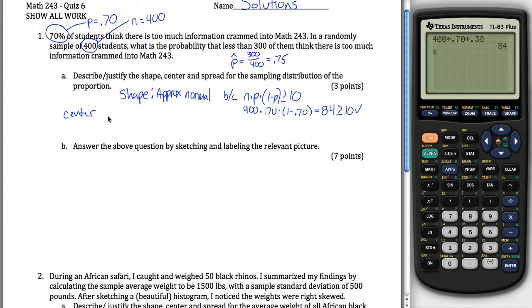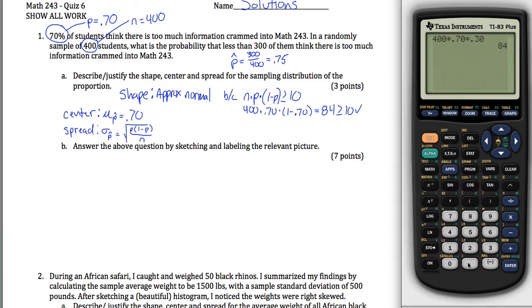Shape, center. The center is given by P here, so the notation we use is mu sub P hat. It's kind of saying the population average of the sample proportions is 0.70. It's always equal to P. The spread, in other words, the population standard deviation of these sample proportions, comes from the formula square root of P times 1 minus P divided by N.